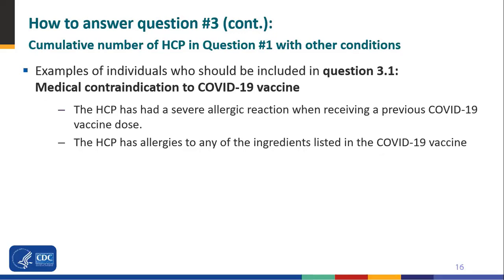We'll now review some instances of individuals who should be included in question 3.1. Individuals are counted in this category if they're medically contraindicated. For example, if they have a severe allergic reaction when receiving a previous COVID-19 vaccine dose, or if they had allergies to any of the ingredients listed in the COVID-19 vaccine.